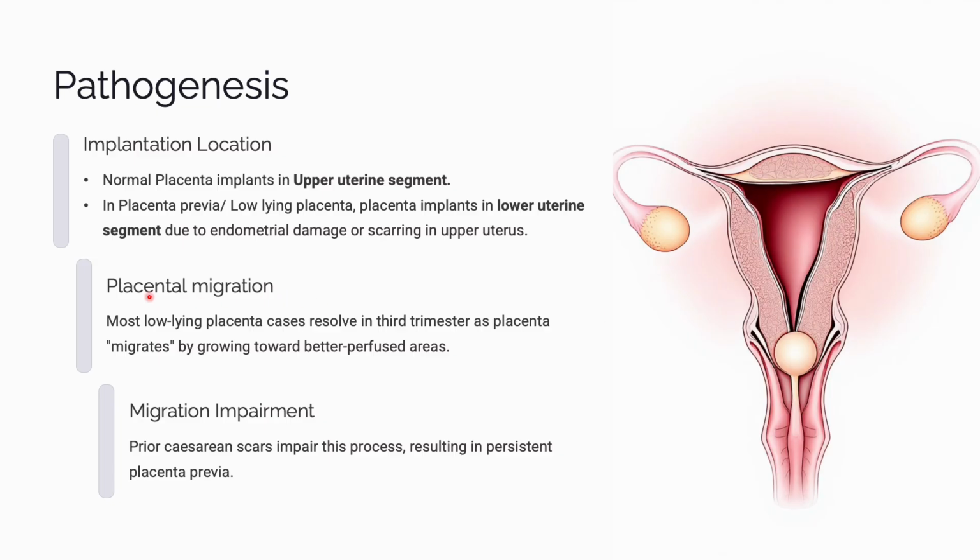So endometrial damage or scarring in the upper uterus from previous surgeries or previous deliveries increases the risk. When we say placenta migration, most low-lying placentas resolve by the third trimester. Only 3% of placentas which were low-lying in the second trimester remain previa or low-lying. They migrate to a better perfused area as the lower segment stretches in the third trimester. But if there is a scar or some surgery, this impairs the process and results in persistent placenta previa.